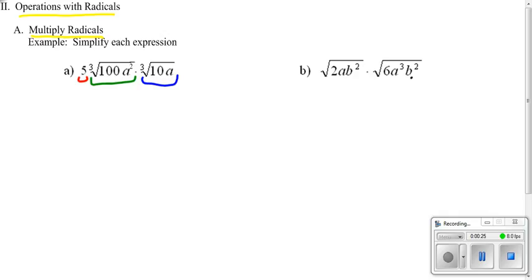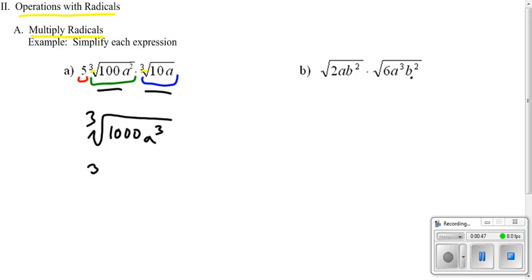Now, because our second two numbers here both have the same index of 3, we can multiply them together and combine their radicands by multiplying. So we'll maintain our cubic root. 100 times 10 becomes 1,000. A squared times a becomes a cubed.